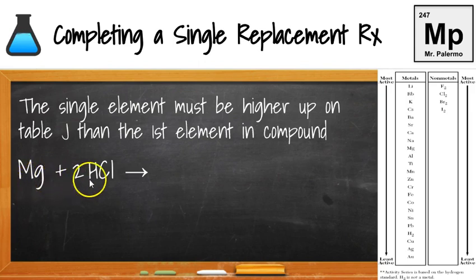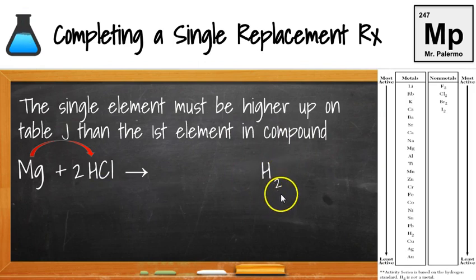So we find magnesium and we find H. So Mg is here, H is way down here, so Mg is much higher, so it's more active or reactive, and so Mg is going to replace H. H gets pushed out.